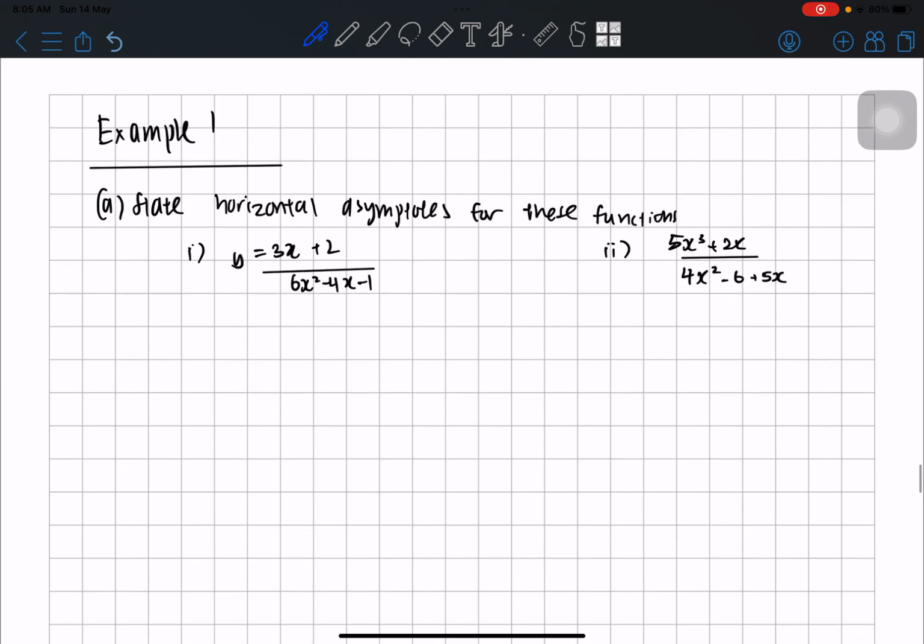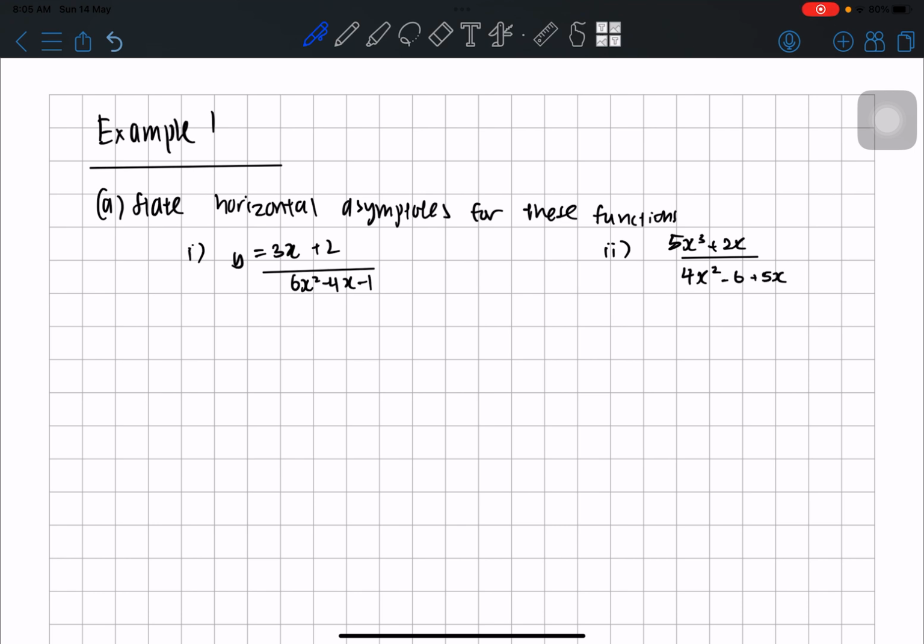Let's move on. Entering the horizontal asymptote for these functions. When we find these, we will try to make sure that the equation has the least amount of x. So we always divide by x, and then using the limit, we equate it with 0.